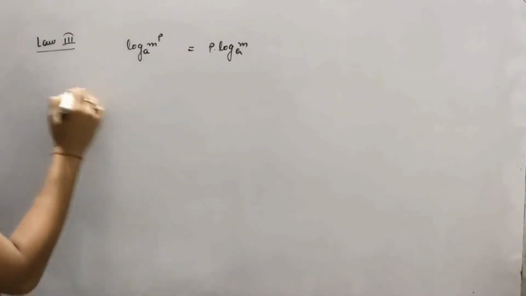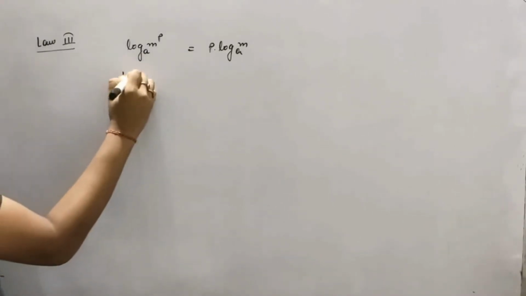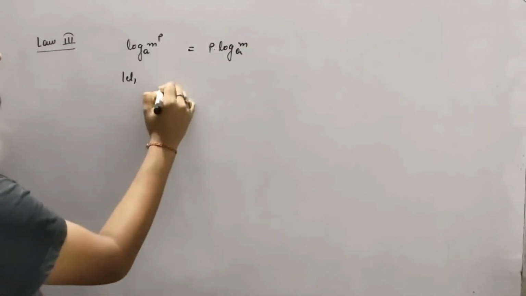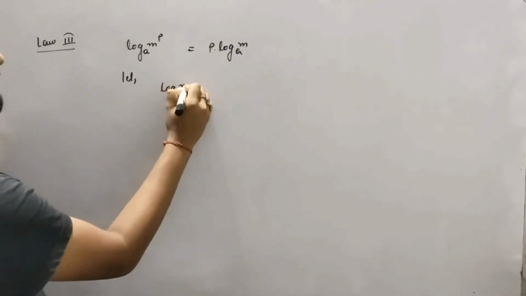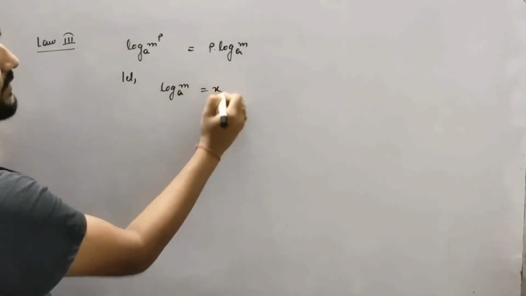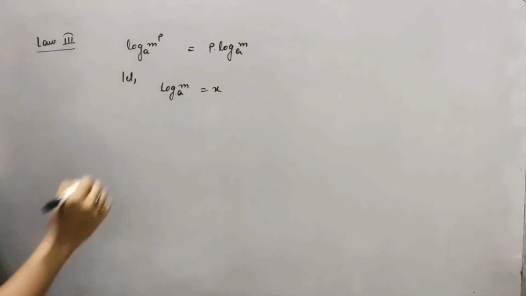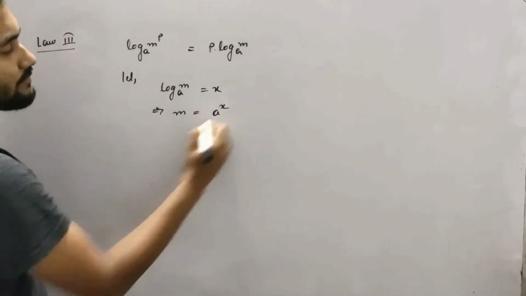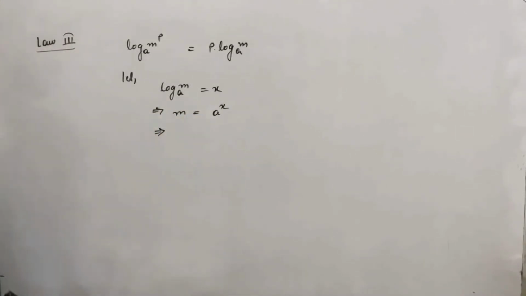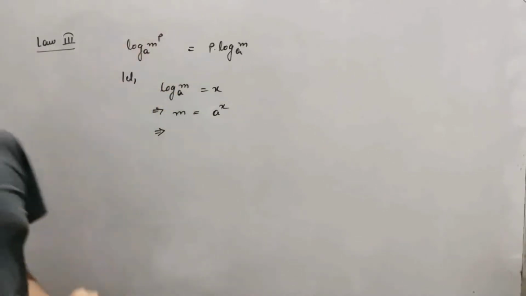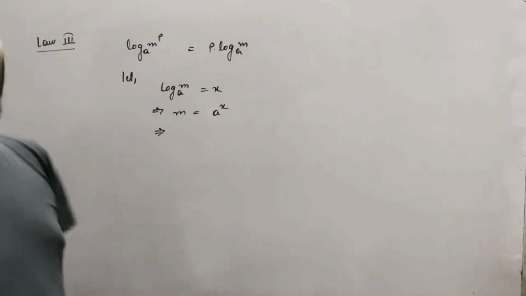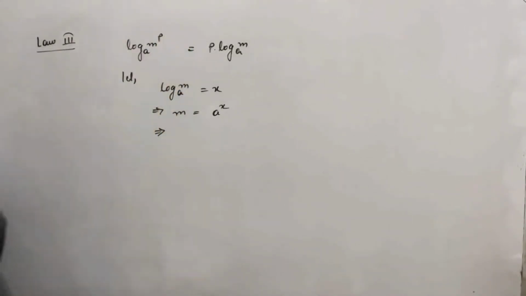Okay, so how to prove this one? Start the proof. Let us consider this part, log m base a, to be x. Take it to exponential form, which implies m will be equal to a to the power x. Now you see over here what is there? m to the power p. So we need the power p over m.